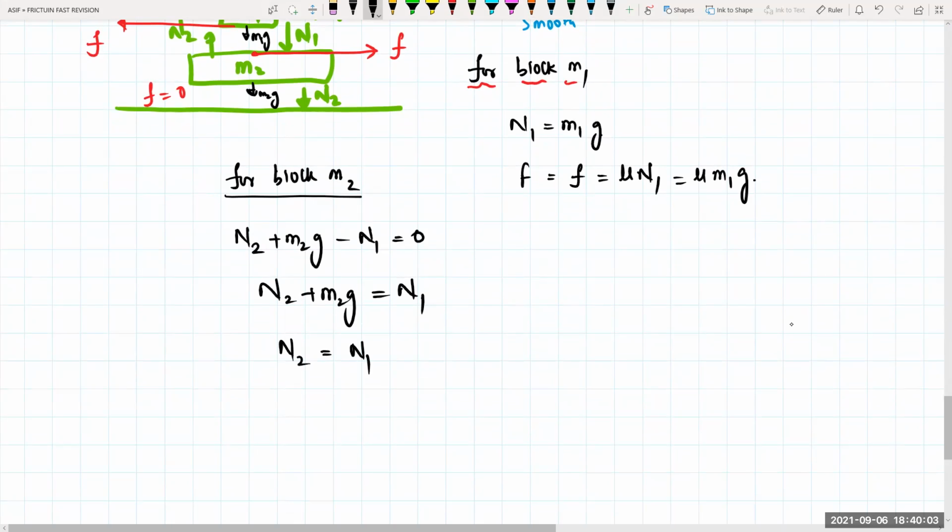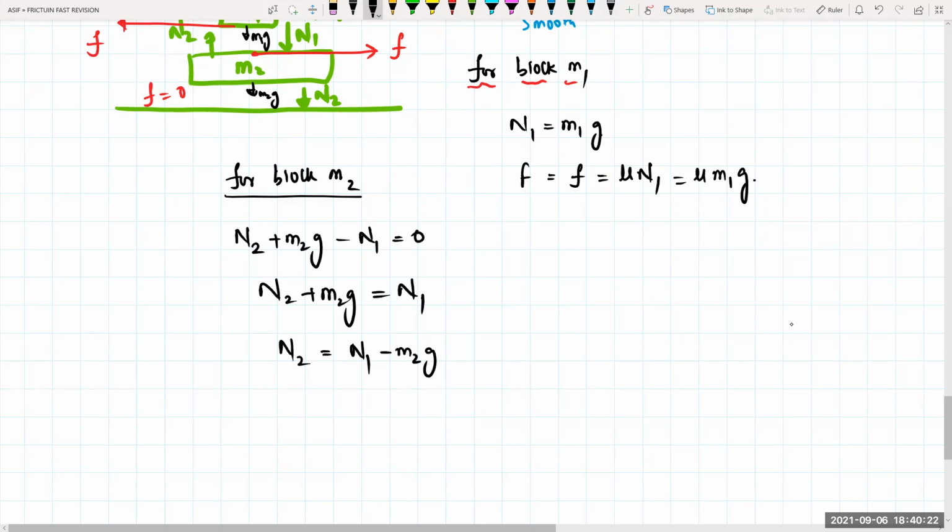N2 plus MG is N1. So N2 will be N1 minus M2G, sir. N1 minus of your M2G. Got an idea? Yes, sir.